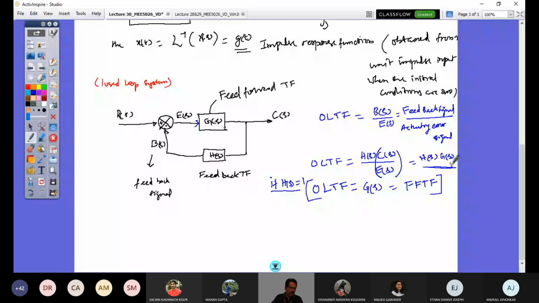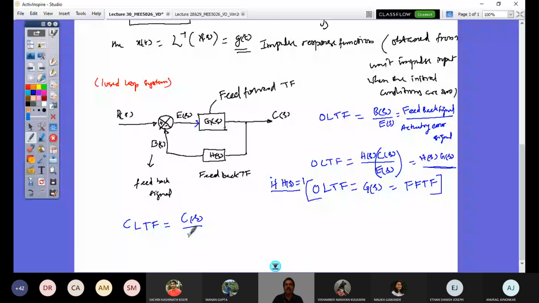And now, what is the closed loop transfer function? How do you define the closed loop transfer function? It is whatever final output I get, to that of the input given, is my closed loop transfer function. So the closed loop transfer function in a closed loop system is nothing but C of S by R of S. We are going to have this transfer function only in our study.